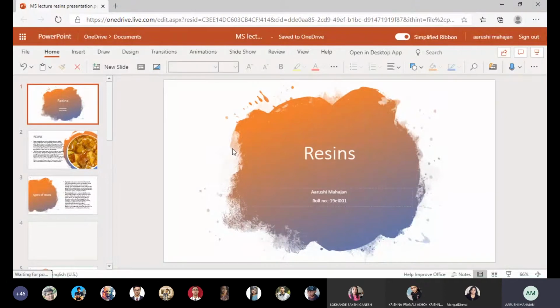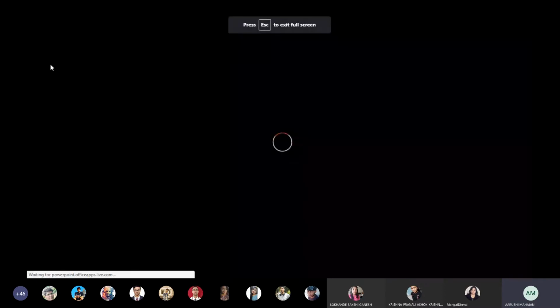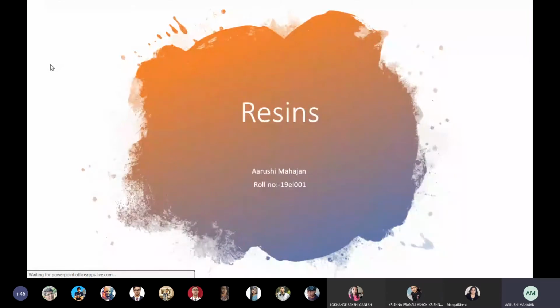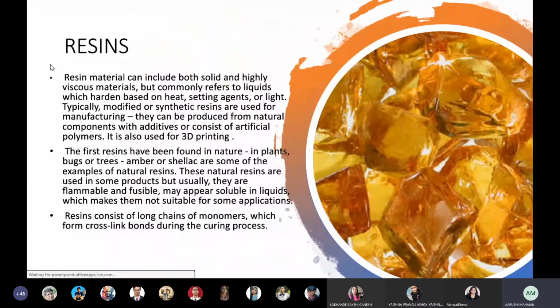Okay. So good morning, everyone. I have chosen the topic of resins for my activity 13. So let's begin. So resins are both solid and liquid, but liquid they're highly viscous. That means it's highly thick, and they have certain properties such as they harden on heat, and they can be used as setting agents, or when in contact with light, again they harden. And there are two types of resins basically, resins derived from plants and synthetically derived resins.